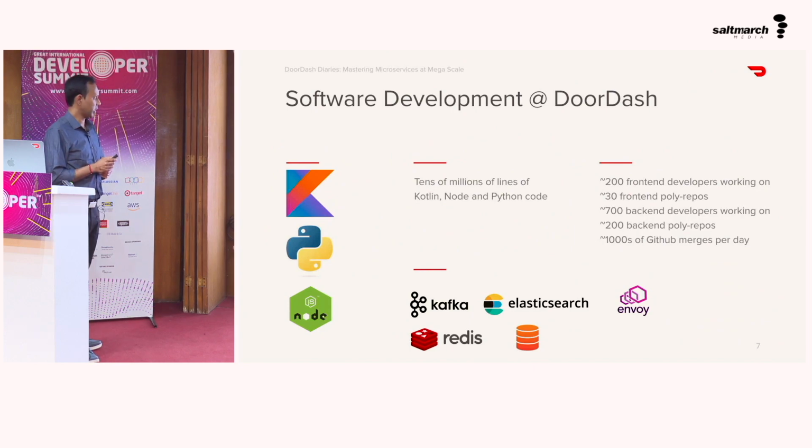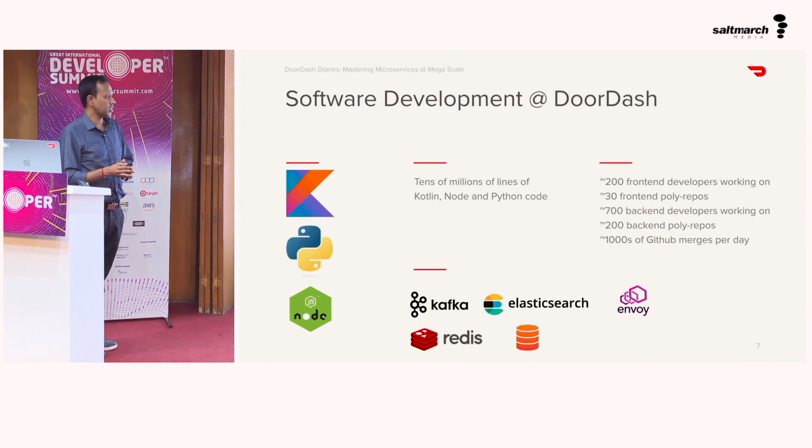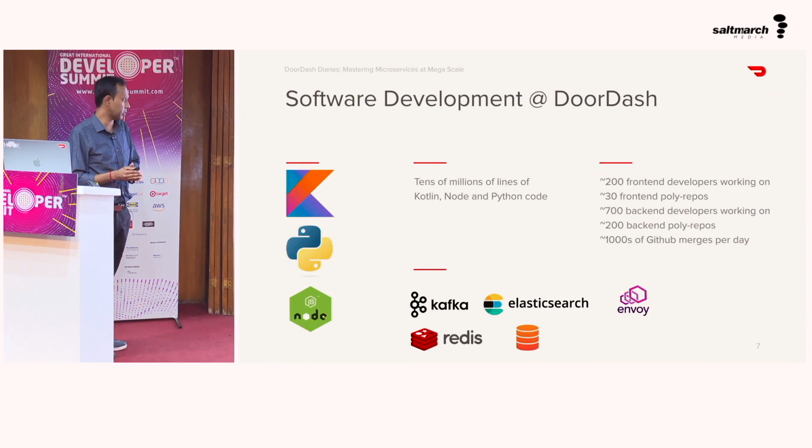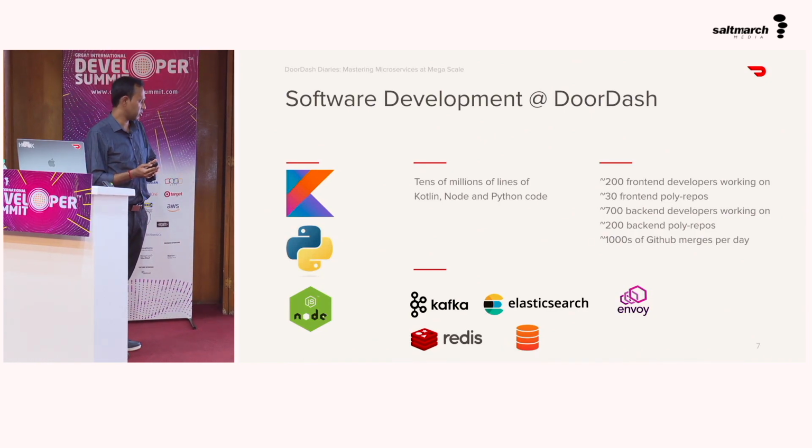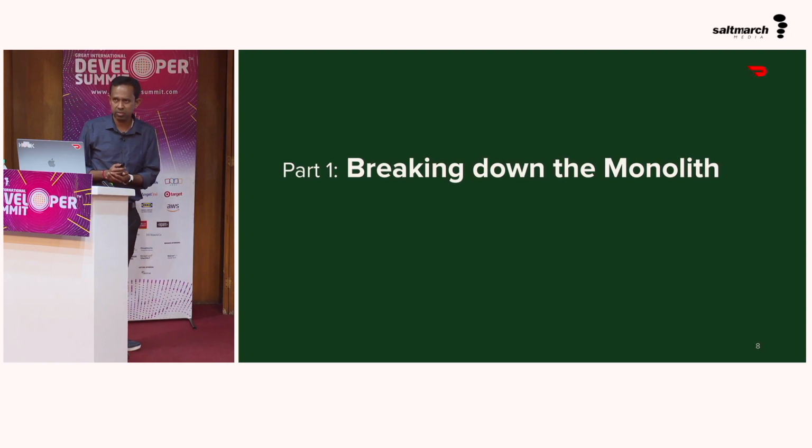A quick look at the stack itself. DoorDash is primarily a Kotlin house on the backend. Node and Python are used as well, but Kotlin is the primary language, which is a variant of Java, and it's tens of millions of lines of code overall. Hundreds of developers work on hundreds of mega repos or poly repos. DoorDash is a lean organization as far as the scale is concerned, and we see around thousands of GitHub merges per day. On the tech side, it's the usual suspects: Kafka, Elasticsearch, Envoy, Redis, and a bunch of database solutions.